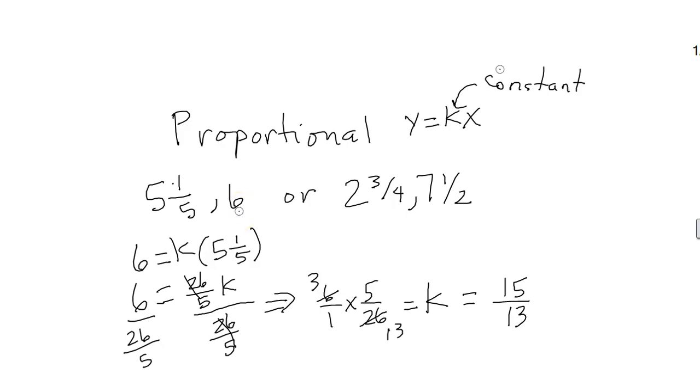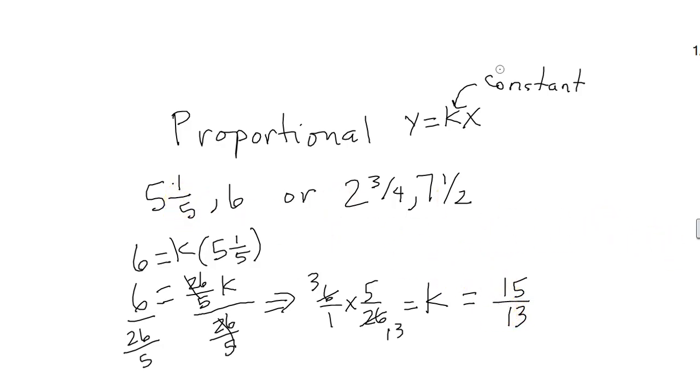But the question is asking to determine whether the two pairs of numbers are proportional. When we solved for k for this pair, we got 15 over 13. Now I'm going to do the same thing on the other pair and see if I get 15 over 13. Remember, I let this one be my y and this one be my x. Now I'm going to let the 7 halves be my y, and this will be my x. If I get that 15 over 13 again, then these two pairs are proportional. Hopefully that makes sense.